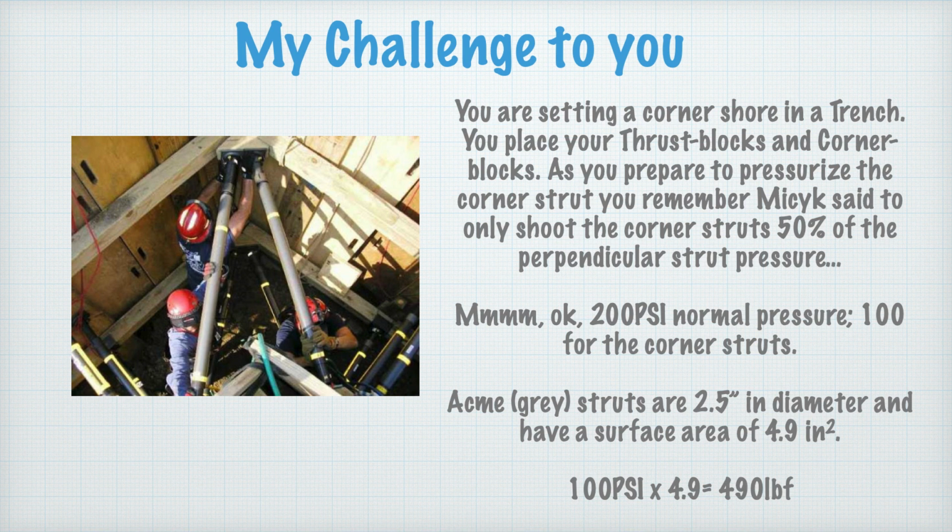Okay, well, our normal pressure is 200 psi in a Paratech strut. Well, our corner struts then need to be shot at 100 psi for Paratech struts. So how much does that 100 psi result in a force? Well, our Paratech struts are 2.5 inches in diameter, which has a surface area of 4.9 square inches. So 100 psi times 4.9 square inches gives us 490 pounds of force. All right, so now I know that that corner shore is going to apply a 490 pound force at an angle.